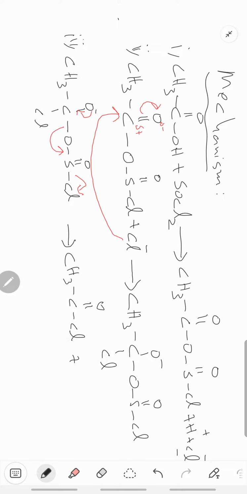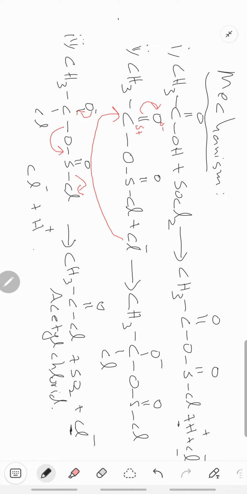And that SO2 and that Cl negative. What is this? This is acetyl chloride, the derivative of the carboxylic acid. Now this Cl negative, and I take this H, and it will give me HCl.